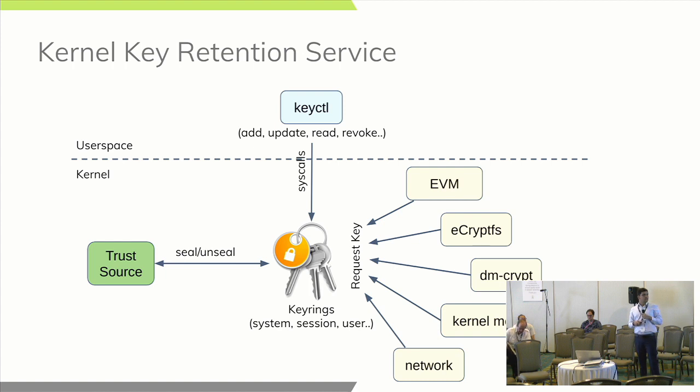So moving forward to the key retention service. In the user space, we have the keyctl utility that is there to manage keys in the kernel, normally used to do syscalls like add, update, read, or revoke. In the kernel space, we have keyrings that are holding the references. This could be of three types: a system keyring, session keyring, or a user type keyring. On the right-hand side, these are the security use cases within the kernel. And on the left-hand side, we have the trust source. This is the thing we would like to focus on during this presentation.